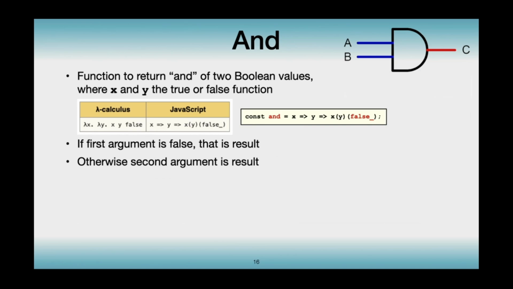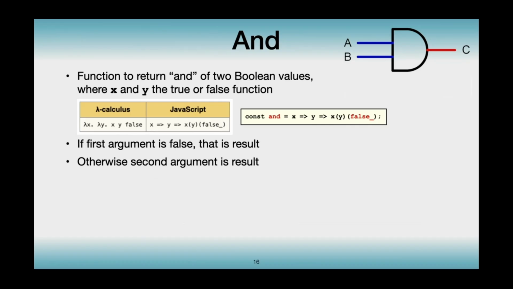But what if it's true? I always return the first one. Well, the first argument that I'm passing in here was actually the second one, so I'm just saying, well, whatever the second one is, that's what it'll be. If it's true, the result is true. If it's false, the result is false.